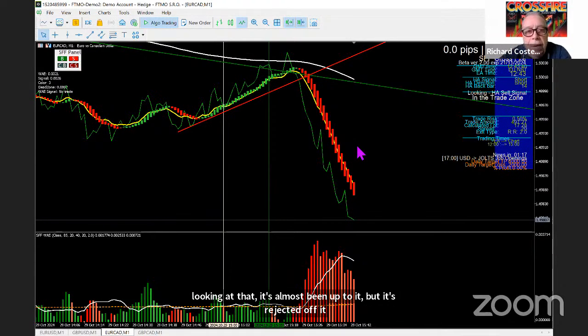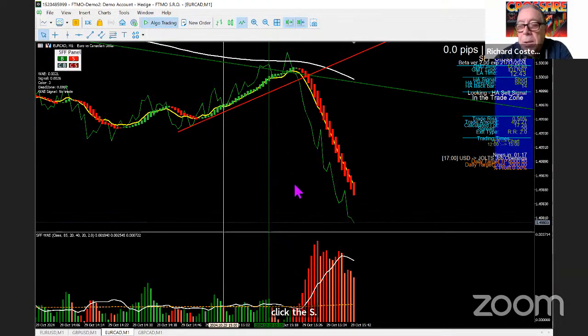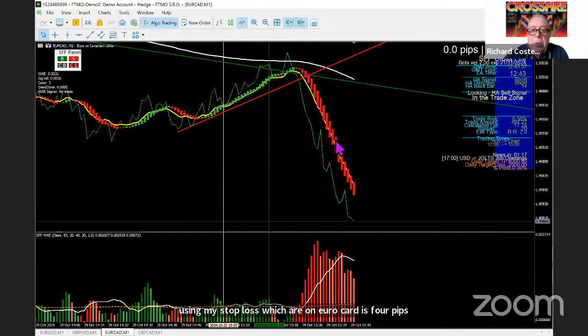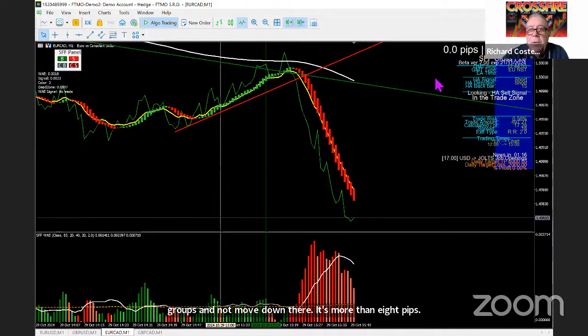So I would have gone straight to this, clicked the S, and it would have got me in using my stop loss, which on Euro card is 4 pips. And it would have given me a take profit of 8 pips. And there's certainly 8 pips in that move down there. There's more than 8 pips. So well done, Gary, for doing that. You did the right thing.